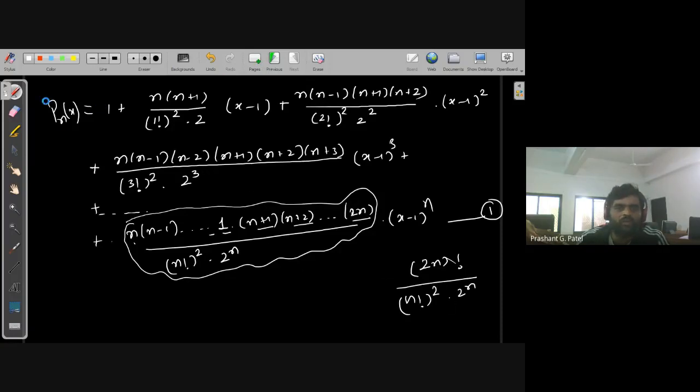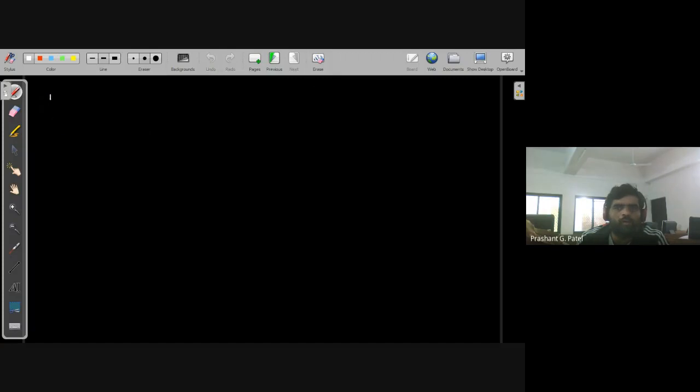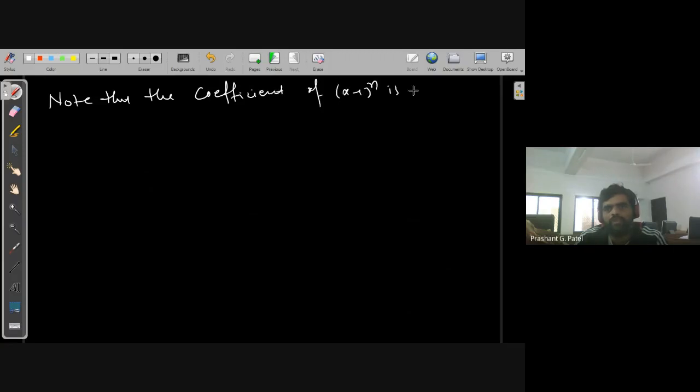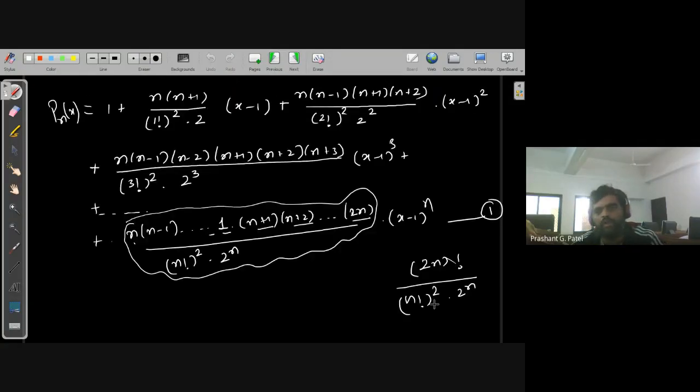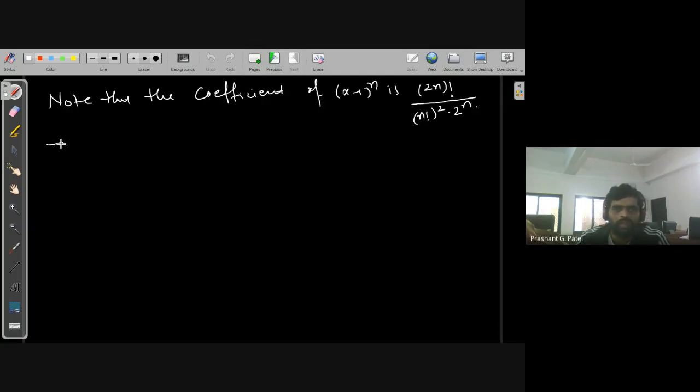So that we can write down as a note. Note that the coefficient of x minus 1 raised to n is 2n factorial upon n factorial square into 2 power n, which we exactly got from here. Now it is for n running from 0, 1, 2 up to so on.